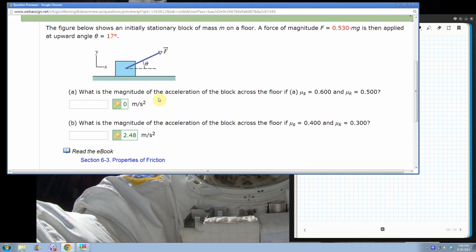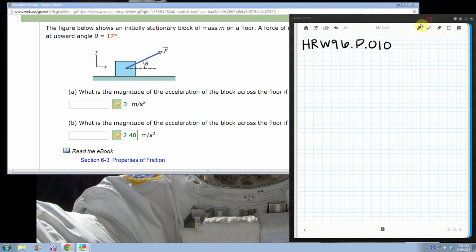Okay, so first off, what is the magnitude of the acceleration of the block across the floor if mu s equals 0.6 and mu k equals 0.5, and then we ask it again, but we change the mu's. Whenever they ask you something like this, the first thing you've got to check is if you're even going to break the static friction. So let's do a free body diagram of this block.